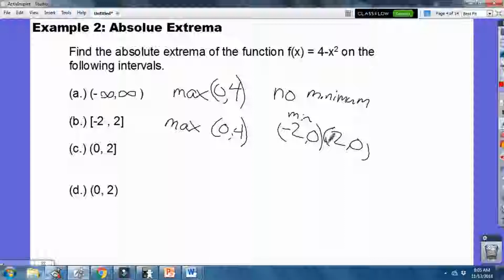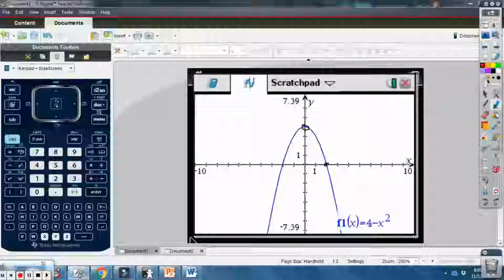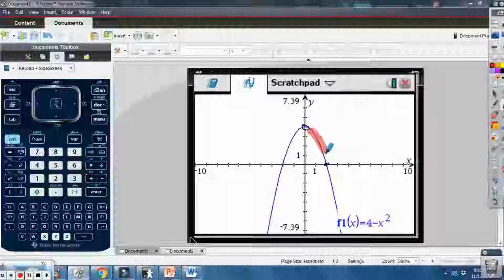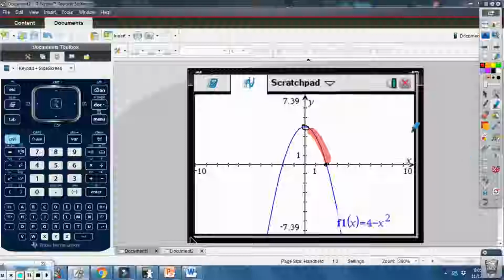Okay, now let's look at 0 to 2. This is a little bit different of a problem, because it's open. It doesn't touch the point 0, but it does touch the point 2. So if I were to look at this graph, it's this whole interval from 0 to 2. But it does touch 2, it doesn't touch 0. The reason that's important is because it touches 2. I know that that point is (2, 0). That's fine. That is the minimum.